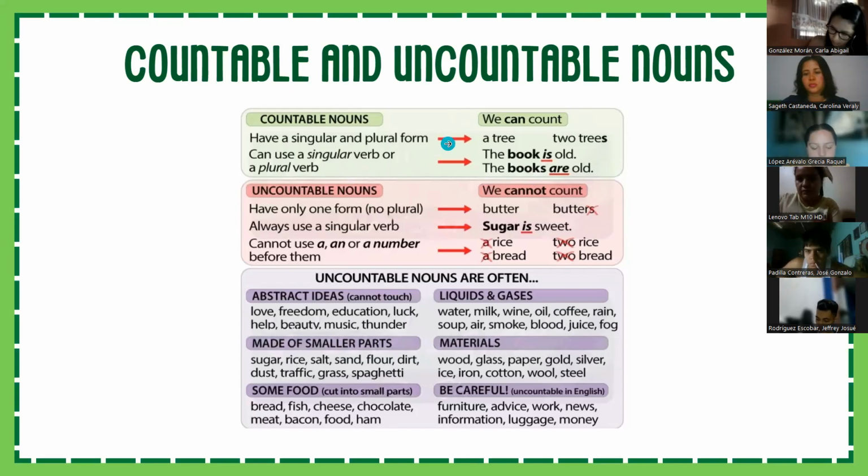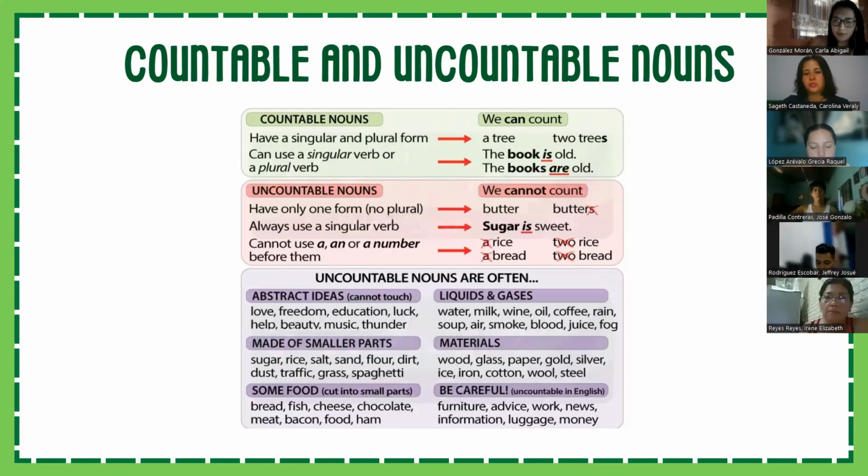Okay, guys, let's move on. So now we have uncountable nouns. Remember the uncountable nouns, lo que no podemos contar, what we can't count. And we have rule number one. Have only one form. Solo tienen una forma y esa forma es singular. ¿Qué quiere decir forma singular? O sea que nosotros no le vamos a agregar esa S a eso. ¿Ok? Only one form. Y tenemos el ejemplo de butter.